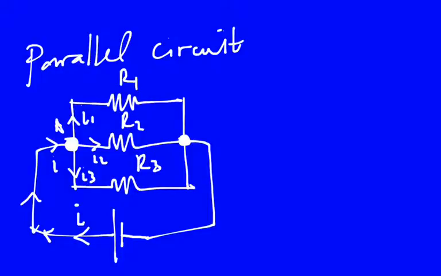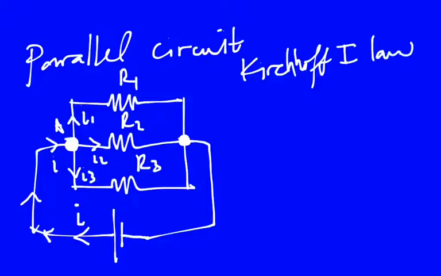So we have learned the Kirchhoff law, basically saying that the total current coming into a point has to be equal to the current coming out from that point. So in this situation we have current I coming into point A, so that I equals the total current coming out from point A, which is I1 plus I2 plus I3.